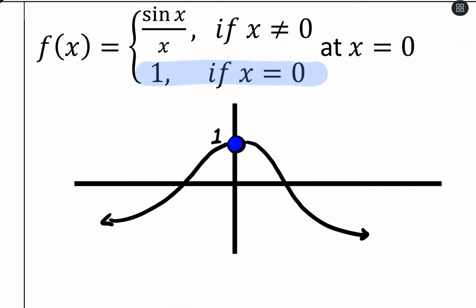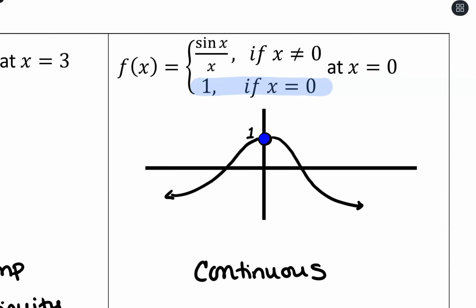If we had sine of x over x on its own, that would be discontinuous with a removable discontinuity. But because this is piecewise and we have this value that kind of fills in that spot, it makes it continuous.